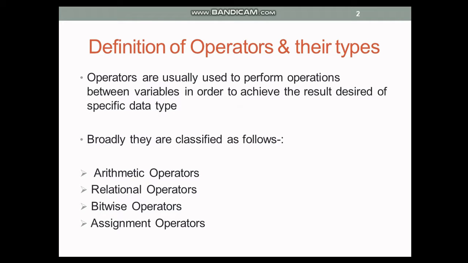Firstly we'll see the definition of operators and the types. Operators are usually used to perform operations between variables in order to achieve the result of a desired specific data type. Operators are broadly classified into arithmetic, relational, bitwise and assignment operators. So operators are basically used to perform some operation and to achieve the result. Now let's go for the code part of it.